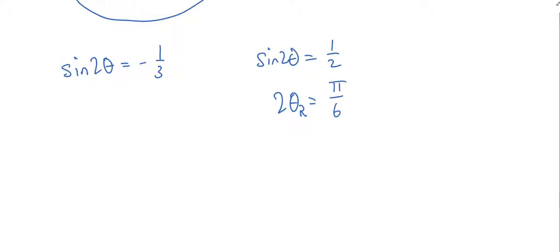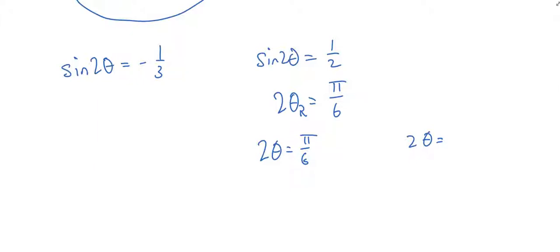I think this one's easier because we can do most of it in our heads without a calculator. It's a little bit faster. Do not divide by 2 here. 2 theta is pi by 6. And it's sine now and it's positive, so it's quadrant 1 and quadrant 2.